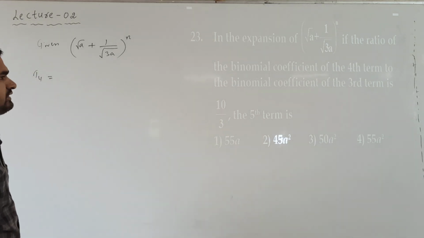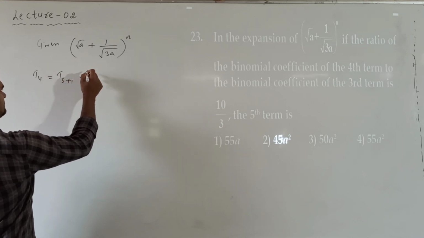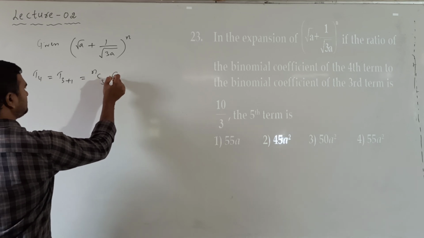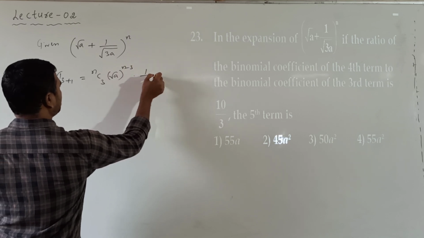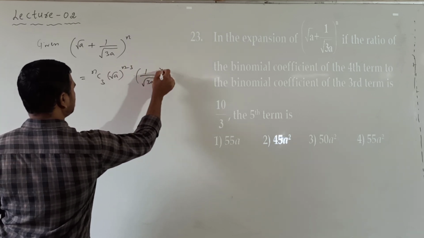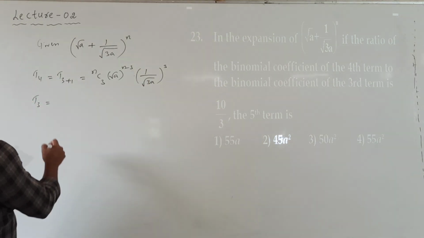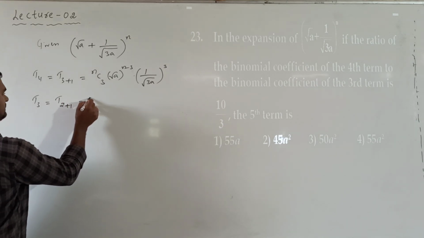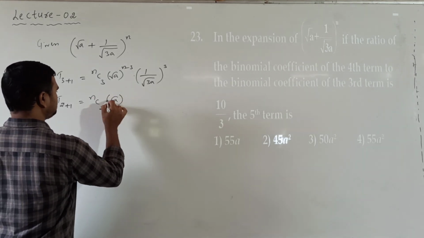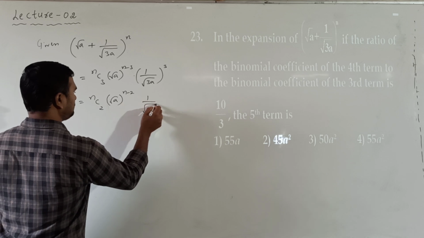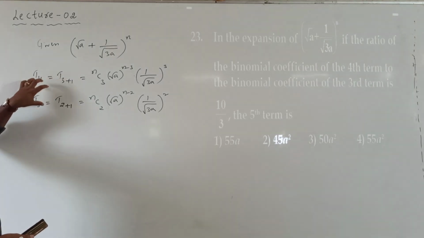The fourth term, T4, is T(3+1), which is nC3 (√a)^(n-3) (1/√(3a))^3. Next, the third term T3 is T(2+1), so it is nC2 (√a)^(n-2) (1/√(3a))^2. So these are the terms T4 and T3.